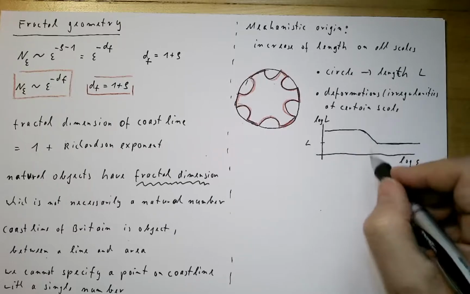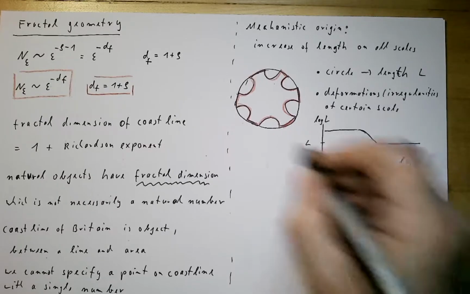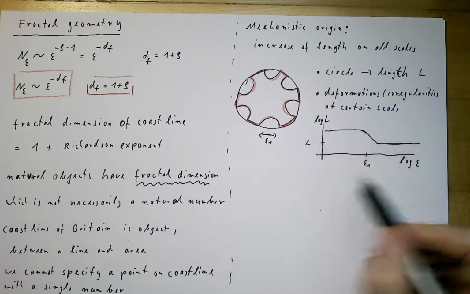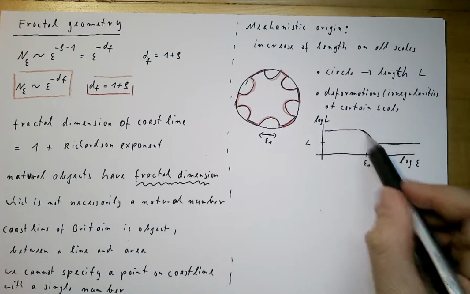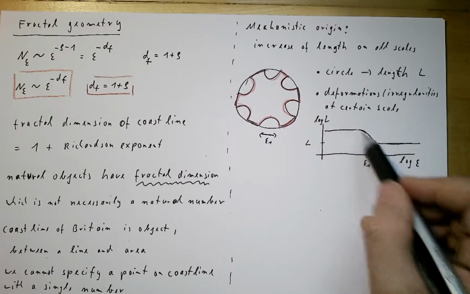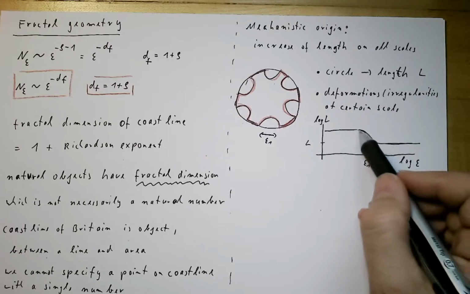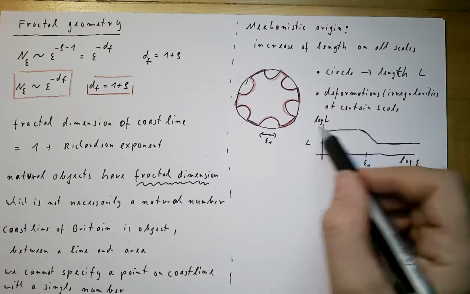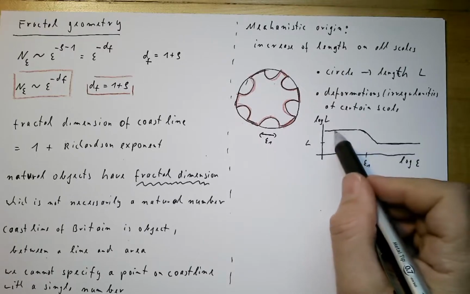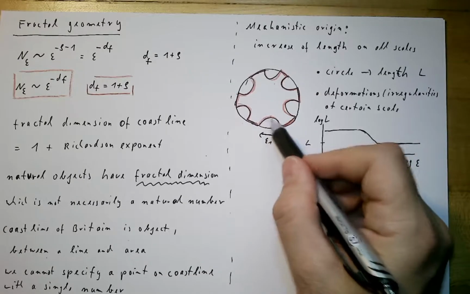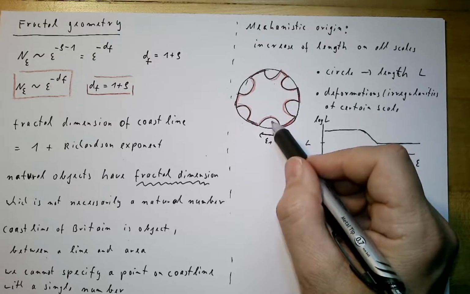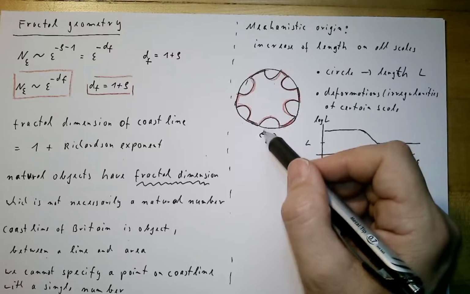And so why did the length increase? Because at a certain scale, this scale here, there were some irregularities appearing. So if we reduce the scale, we observe these irregularities, and this led to an increase in the length. But then, if we make the scale smaller and smaller, nothing happened anymore, because the whole thing then was smooth.